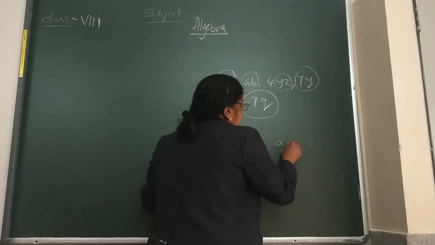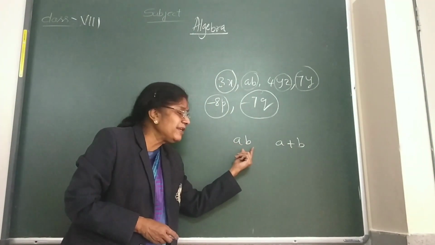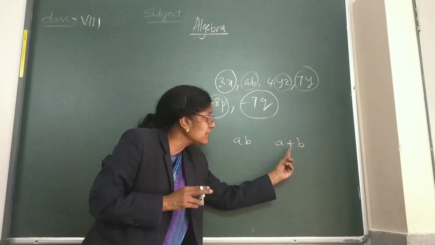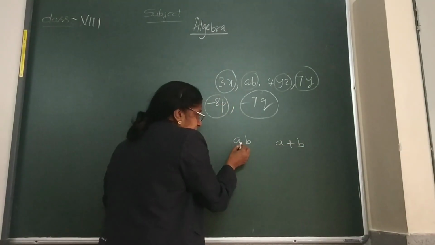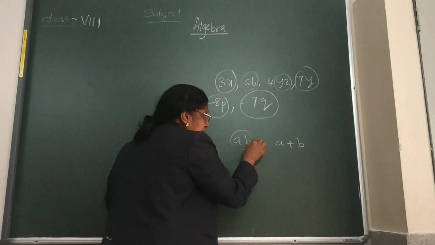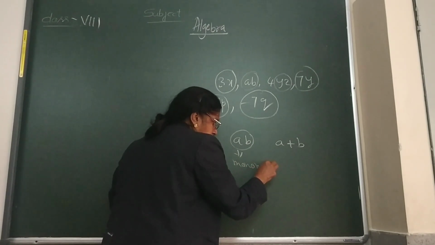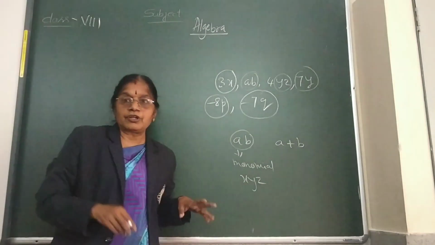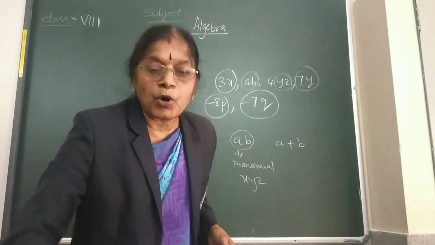Look here, I want to explain the difference. A into B is the product of two variables. In A plus B, there is a plus sign between the two variables, so A is different and B is different. Here A into B, A and B together, is a monomial. A product of two variables, three variables, or four variables together is called a monomial.